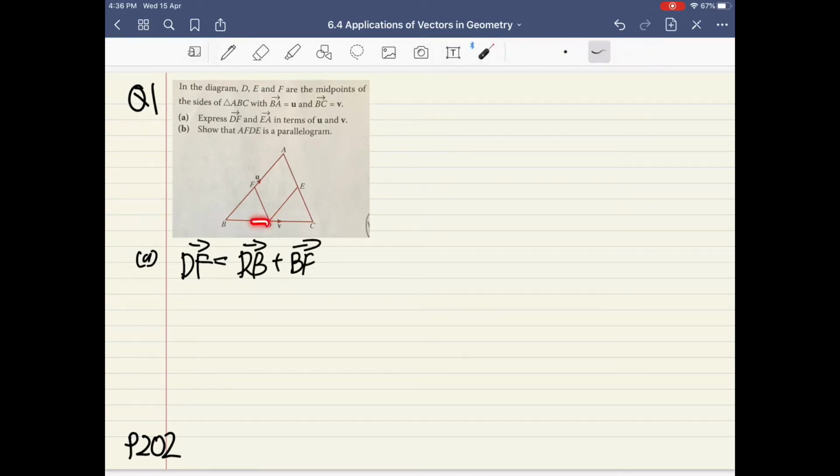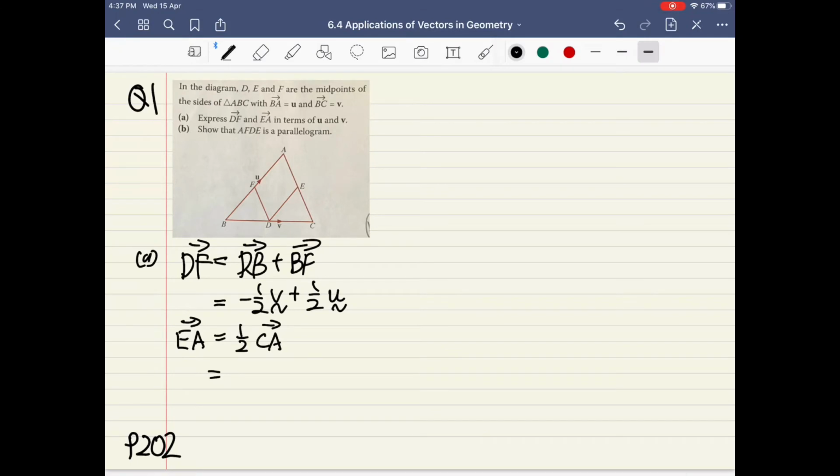So now I'll begin with part A. First and foremost, I will say that DF is equal to DB plus BF. So DB plus BF, that is DF. And what we have is DB will be negative half of V, and BF will be plus half of U. So I've completed that for DF. Now what I need is EA.